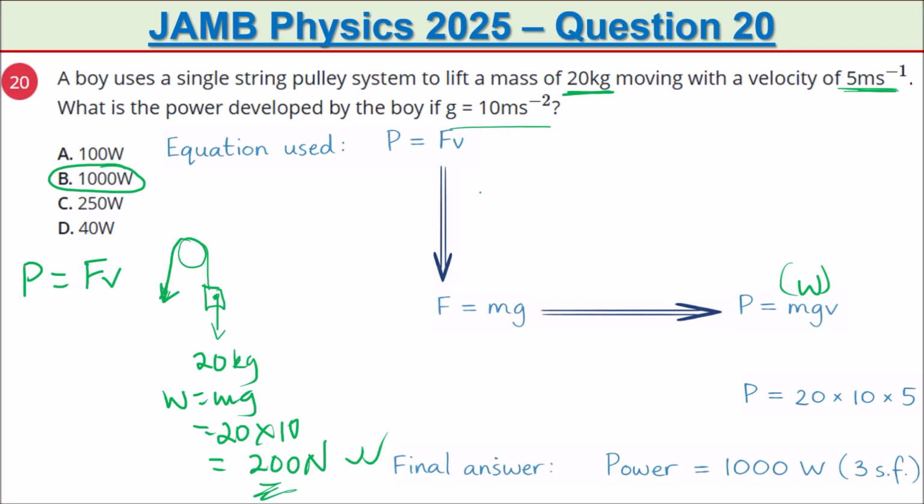Remember, power for an object which is moving by a constant driving force and a constant velocity is equal to Fv. I hope you have been helped and you are preparing well for JAMB.